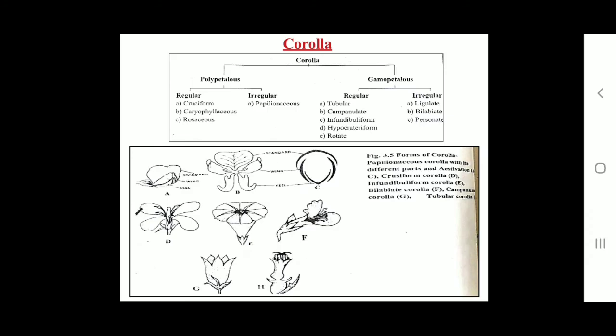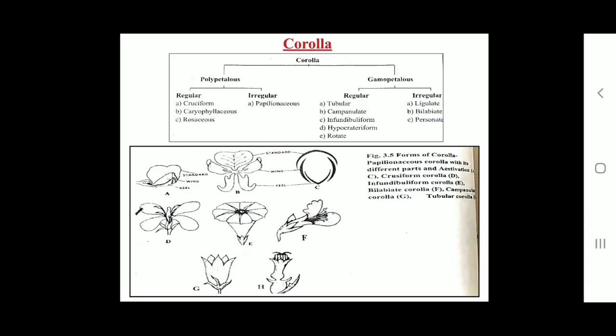Then next, the papilionaceous form of corolla, that is, like a butterfly. The corolla is polypetalous and zygomorphic. It consists of 5 free unequal petals. They overlap each other in a particular manner. The outermost larger posterior petal is called standard or vexillum. The 2 small lateral petals partially covered by the standard are known as wings.